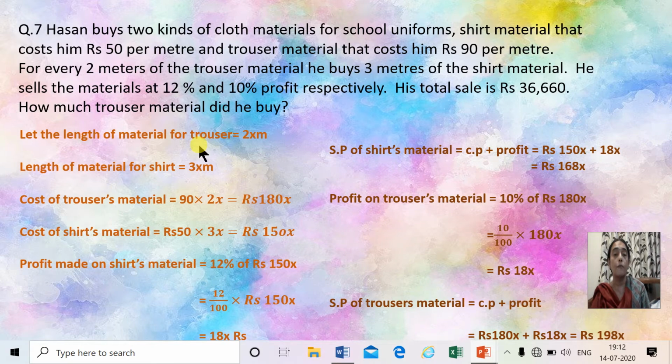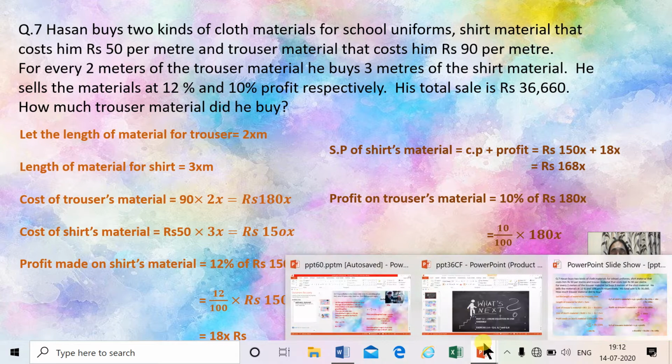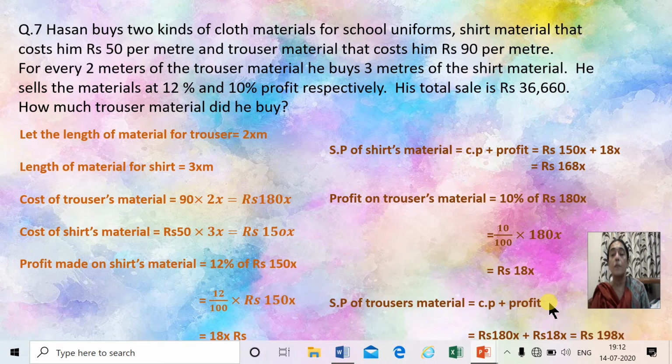Now let us find the selling price for the trouser material. So profit on the trouser material is 10%. Profit on trouser material is 10% of rupees 180x. That is 10 upon 100 into 180x, which is equal to rupees 18x. Again we find the selling price of the trouser material, which is equal to CP plus profit, which is rupees 180x plus rupees 18x, and that is equal to rupees 198x. I hope you all are clear with this.